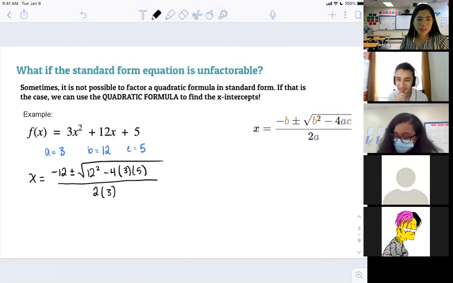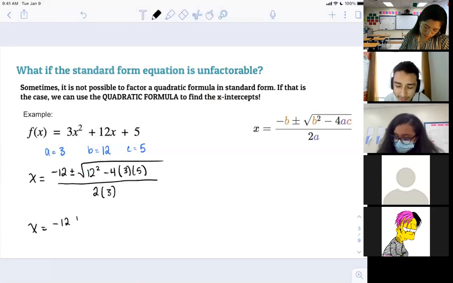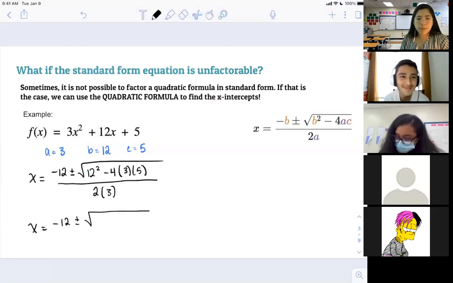All right, cool. So there's everything. Now we have to multiply everything on the inside. So here we go. All right, who can tell me what's 12 to the power of 2? 12 to the power of 2 is 144.